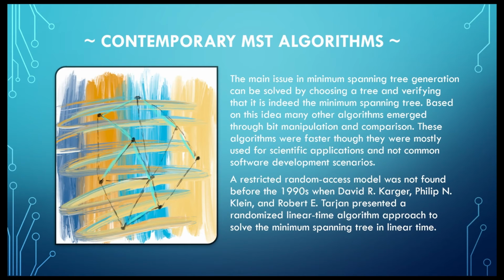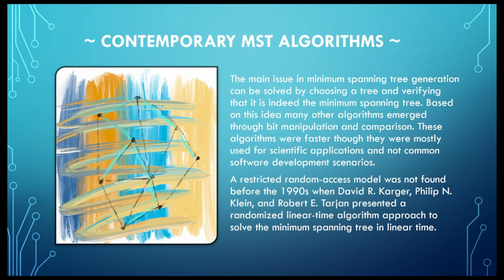The main issue in minimum spanning tree generation can be solved by choosing a tree and verifying that it is indeed the minimum spanning tree. Based on this idea, many other algorithms emerged through bit manipulation and comparison. These algorithms were faster, though they were mostly used for scientific applications and are not common in software development scenarios.